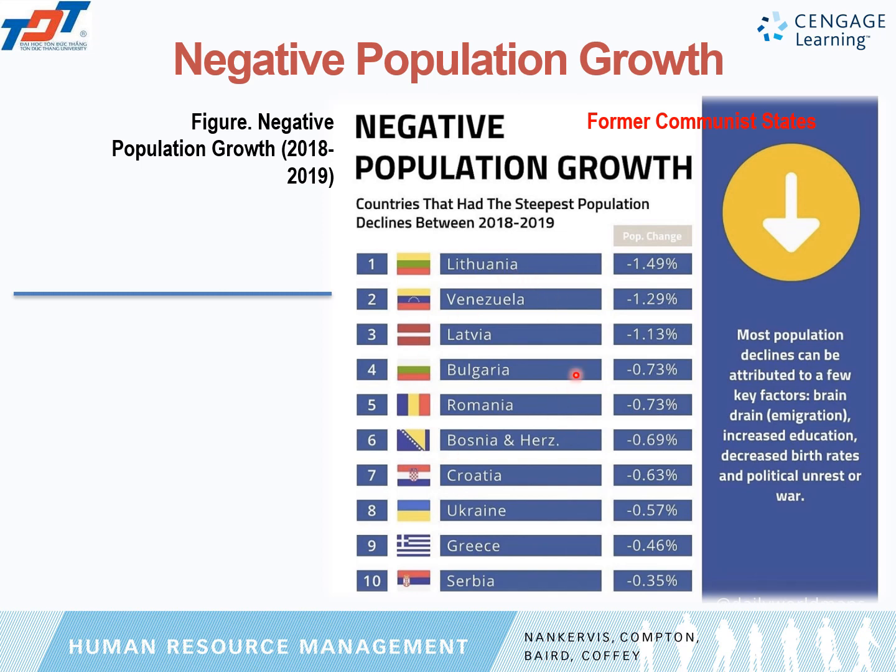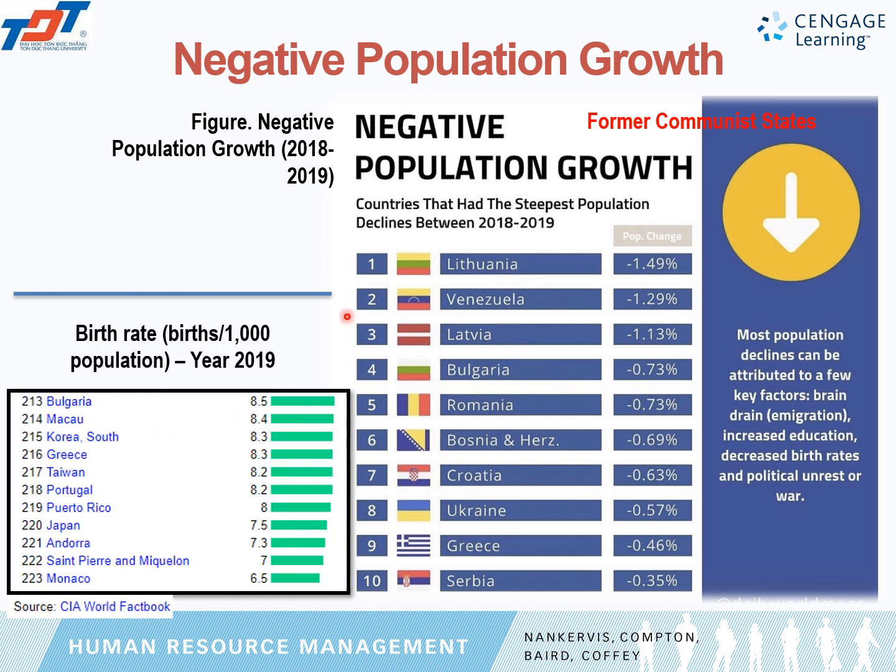Another reason, of course, for the negative population growth is the decline in birth rates, especially in these economies. In this table, which is based on data from year 2019, it is in reversed order, by the way, so from the countries with the highest birth rates all the way down to the countries with the lowest birth rates. As you can see, for instance, Bulgaria is in the top 10 countries with lowest birth rates, 8.5 children or babies per 1,000 people.